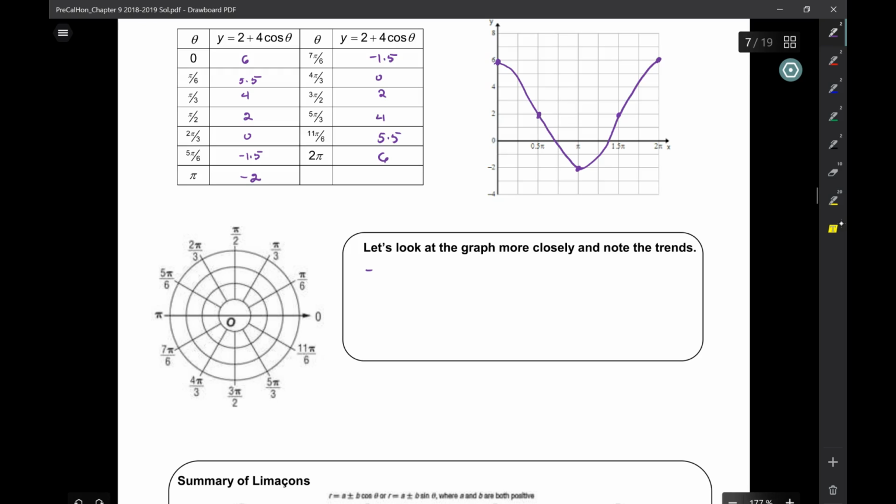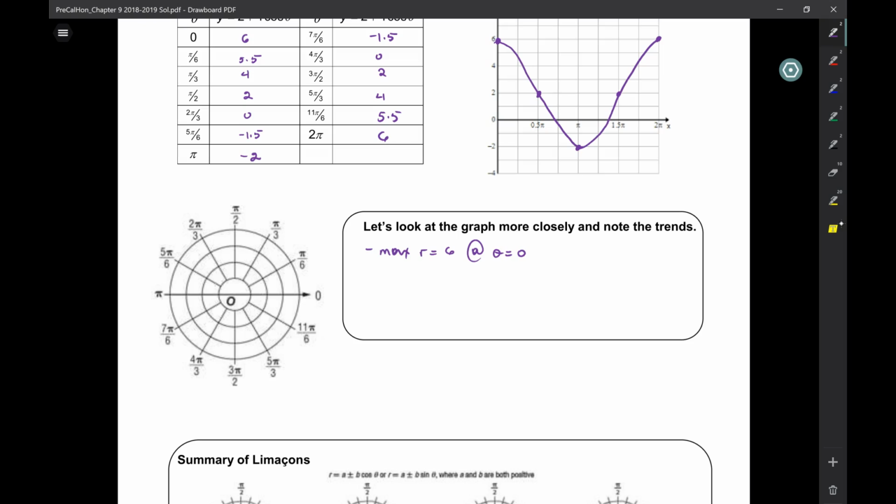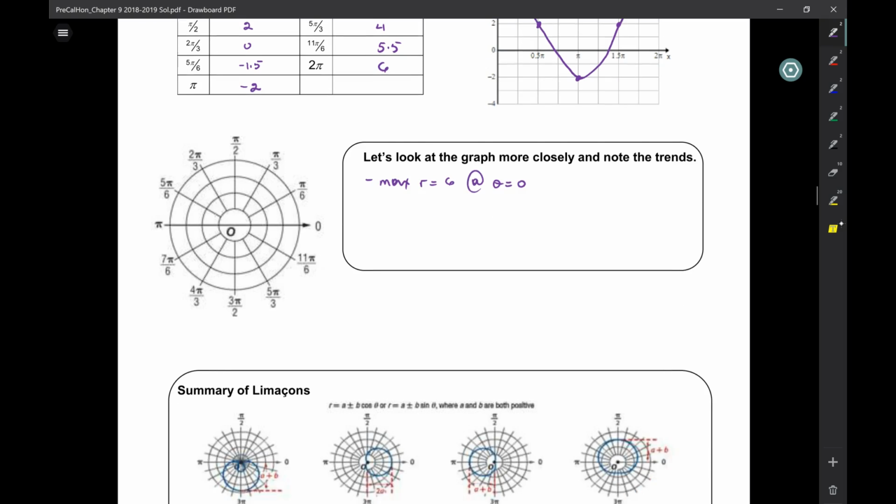We're always looking at max and min, right? So when is the max distance? At 0 and 2 pi, where the radius is the biggest. Maximum radius is equal to 6 at theta equals 0. This one goes below 0. That's the thing, this one now dips below 0. So not only does it get small to 0, it gets even smaller than 0.